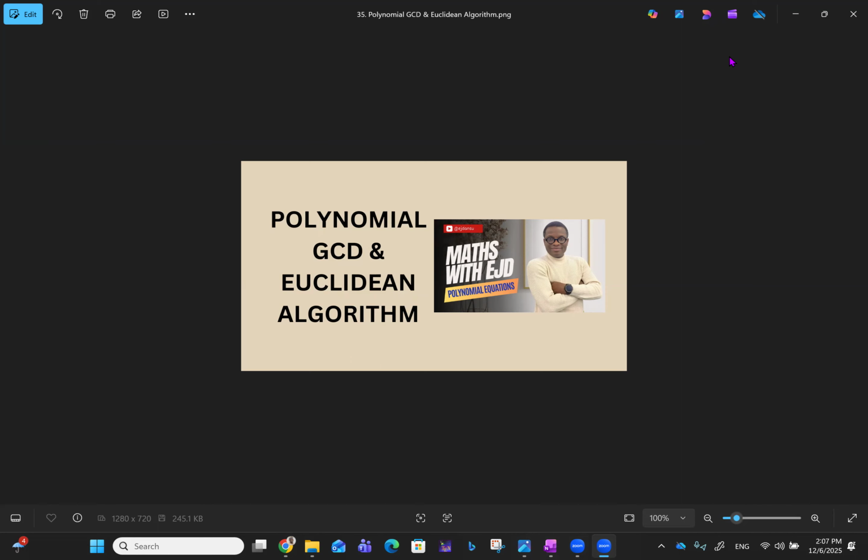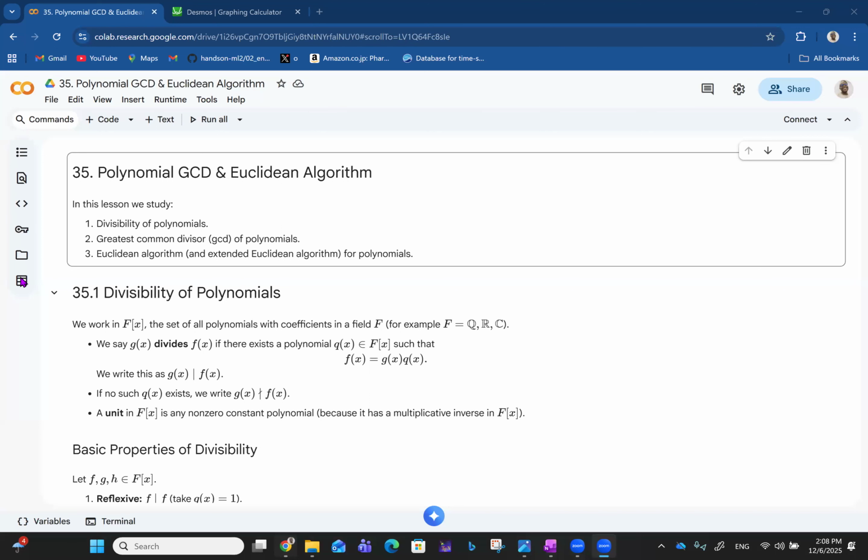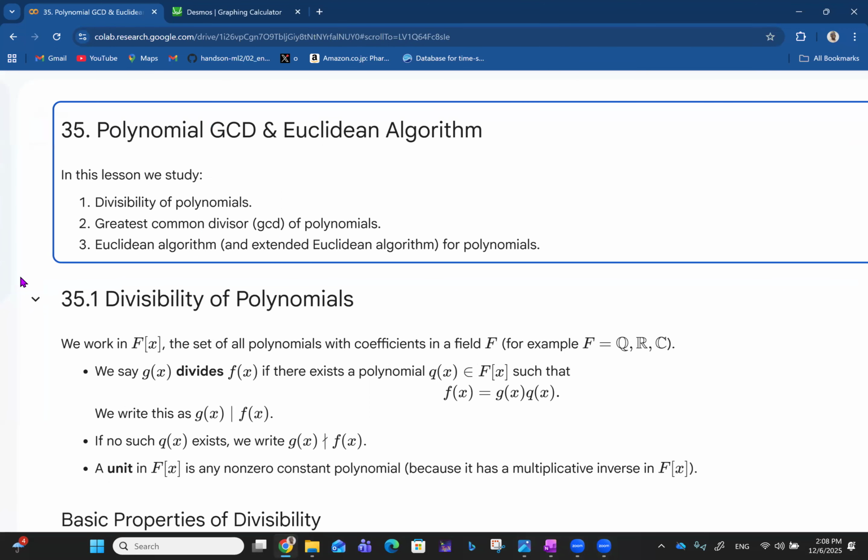So I know before now we've talked about things like factorization. The first thing, of course, you look out for in factorizing a polynomial is the greatest common divisor. If that is not there, then you can begin to look at other things like patterns, maybe sum of squares or difference of two squares and things like that. Okay, so let's move on and look at this polynomial GCD and Euclidean algorithm.